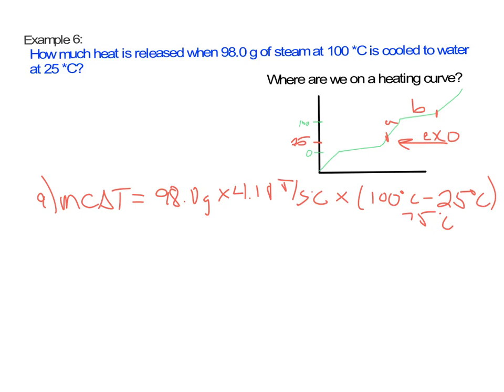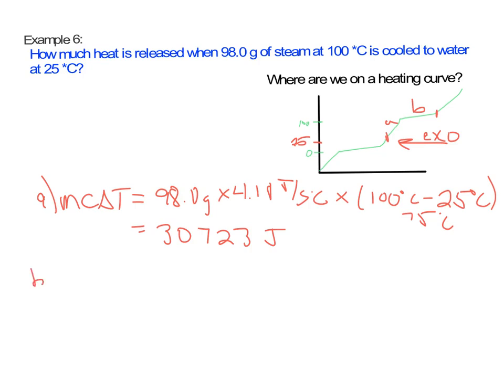So you multiply those numbers, so 98 times 4.18 times 75 is going to give you 30,723 joules. So that's just for the first step.